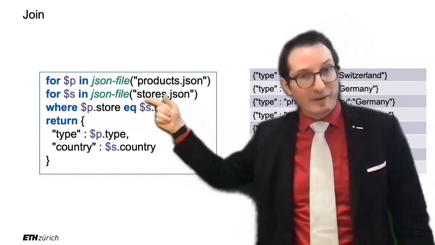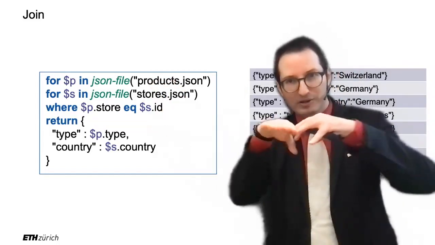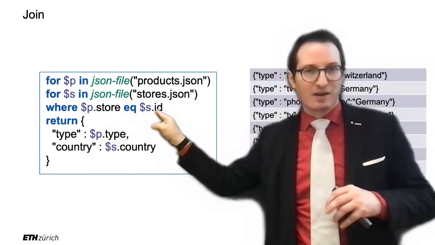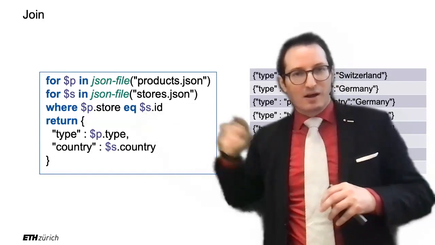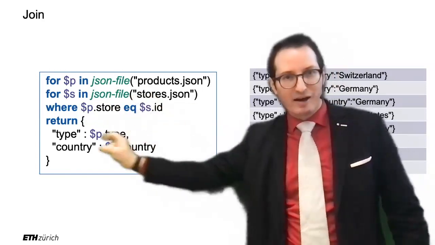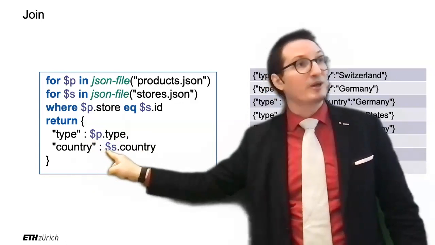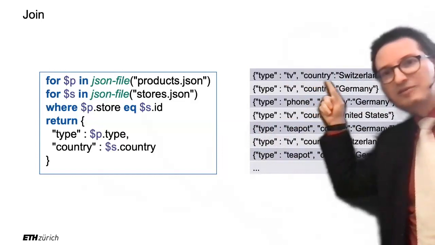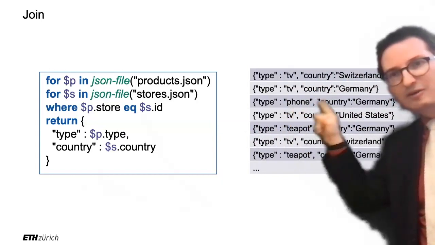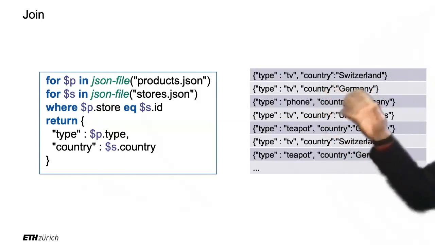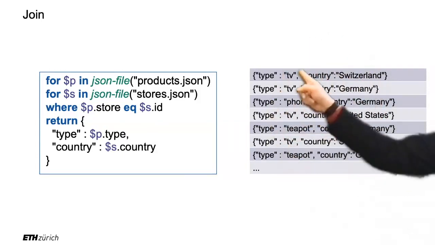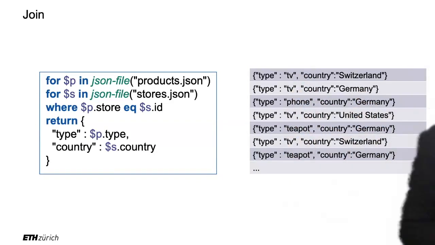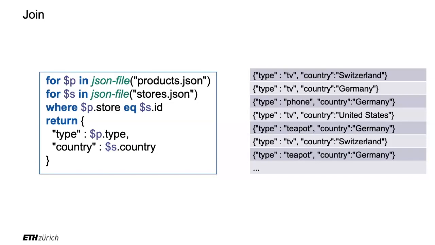So we are not going to have the whole Cartesian product. We are only going to have the products and the stores that are a match, right? The store of the product is the same as the ID of the store. And then for every match that we have, we return the type of product plus the country of the store, right? And that I got from the other collection. And now you see, I'm selling a TV in Switzerland, another TV in Germany, a phone in Germany, and so on and so on. And that I got with a join, because again, that came from one collection, that came from the other collection, right? And I just put them together, all right? For whom is that clear?